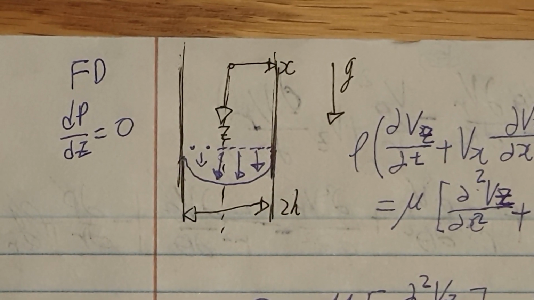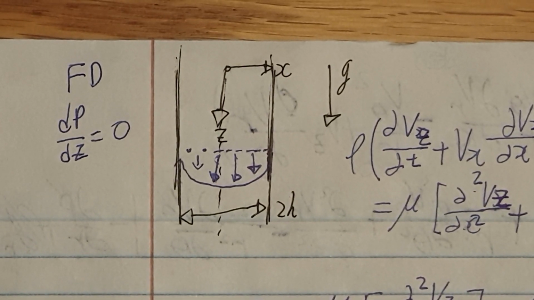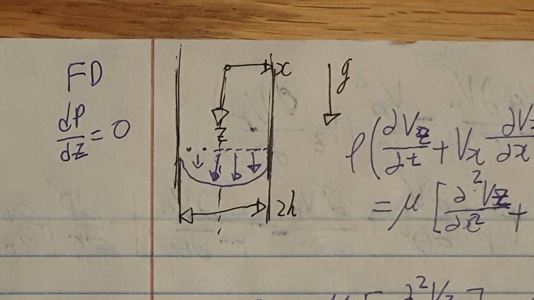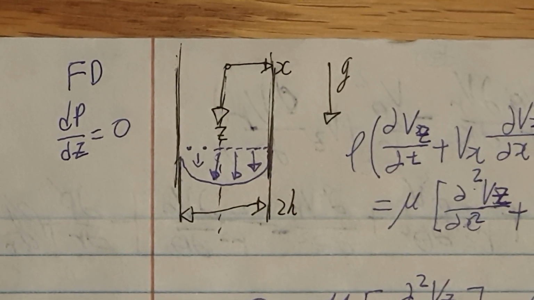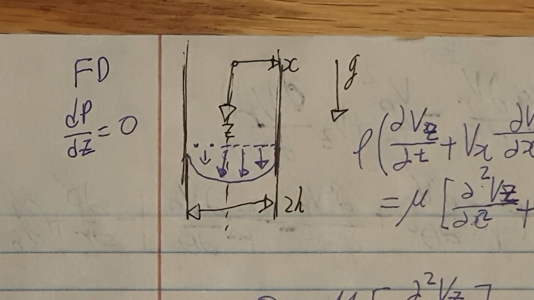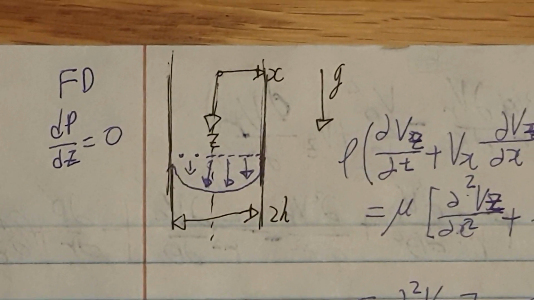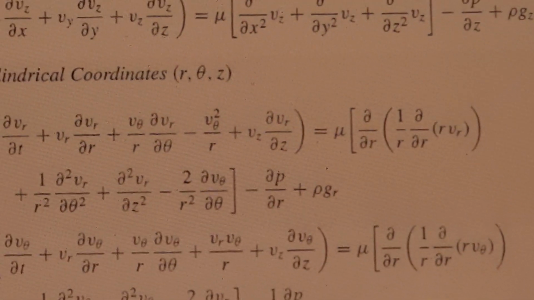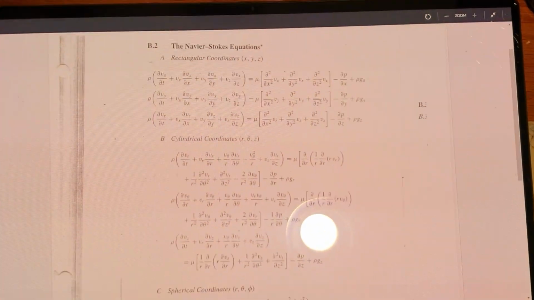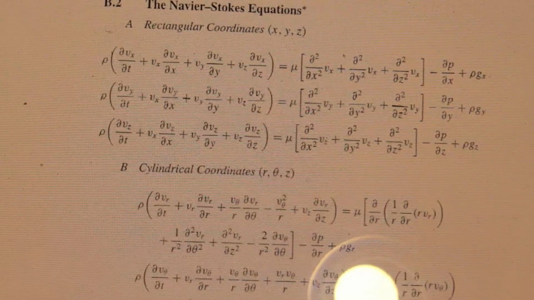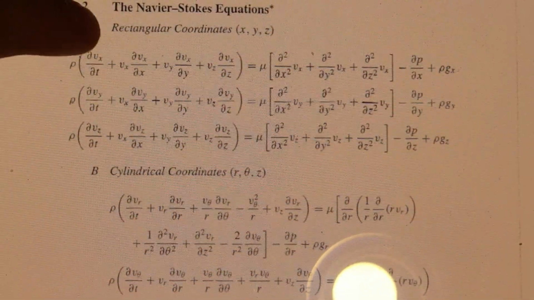And this is fully developed and is not a pressure-driven system. First, we have to determine whether it is rectangular or cylindrical coordinates. And obviously, since we're not using any radius, we know this is rectangular coordinates. So among these two, rectangular and cylindrical, we can choose rectangular.